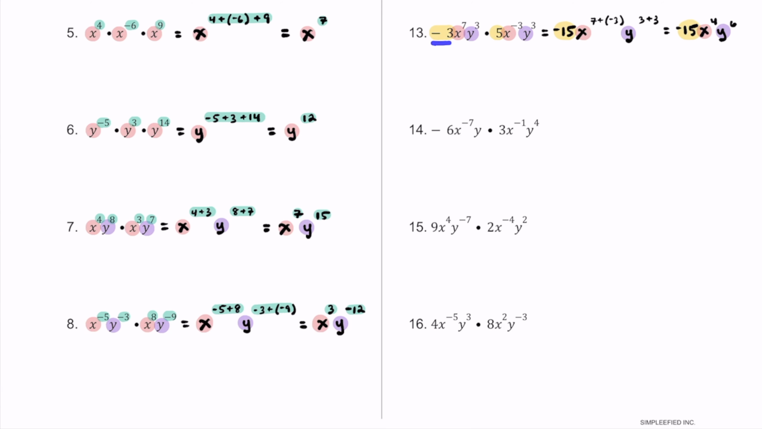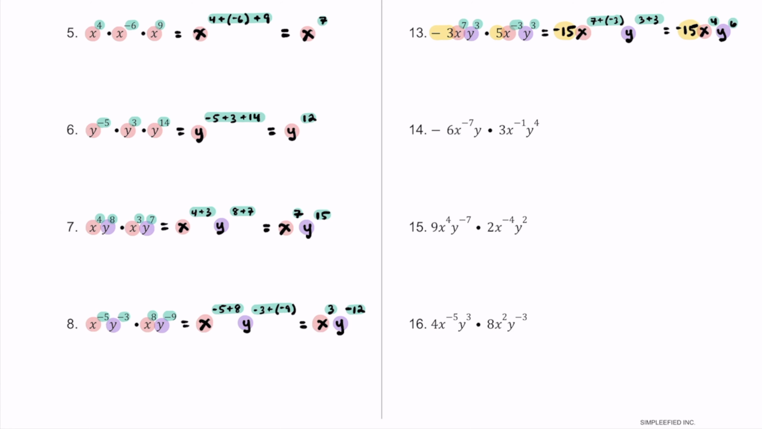So recapping, this negative 3 times 5 got us a negative 15 over here. X to the seventh power times x to the negative third power, we go ahead and add those exponents together to get x to the fourth power. We can see here that that's 7 and that negative 3. 7 plus negative 3 gets us that 4. And then when we multiply y to the third power times y to the third power, look at their little exponents of 3 and 3. We have 3 plus 3, and that got us our 6.